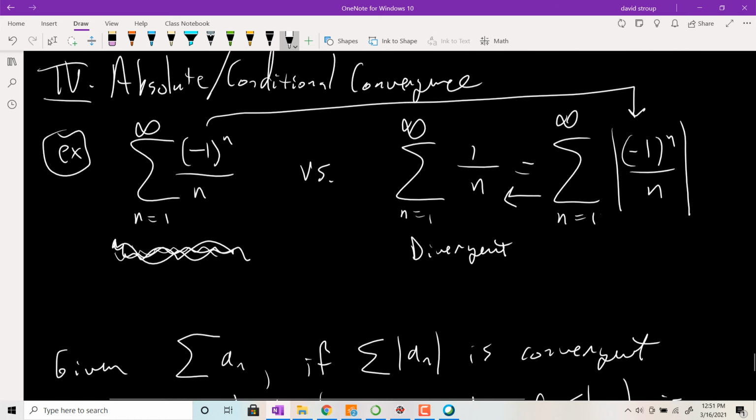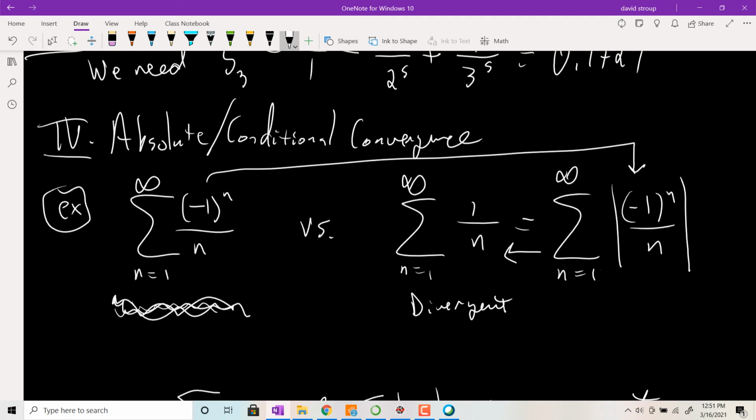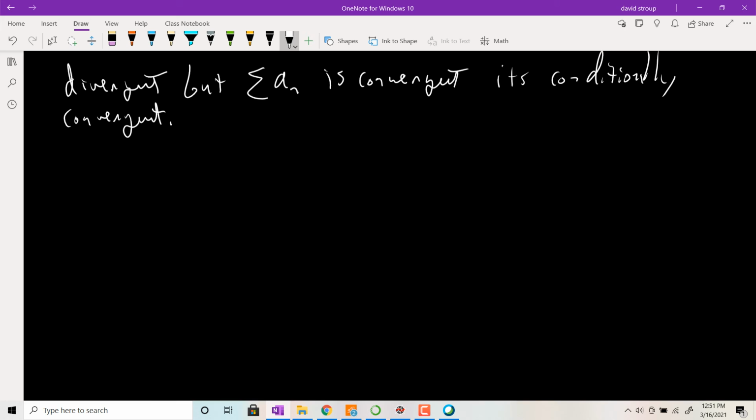Okay, so right now there's no way this is absolutely convergent, because the series of the absolute value of the terms is just the harmonic series, which is divergent. But there's hope that this might be conditionally convergent if this thing converges. So let's consider that thing and see what happens.